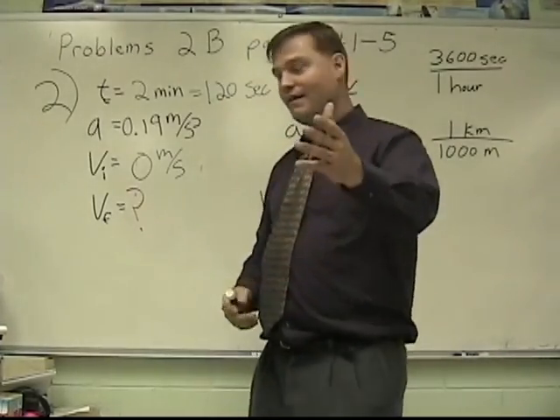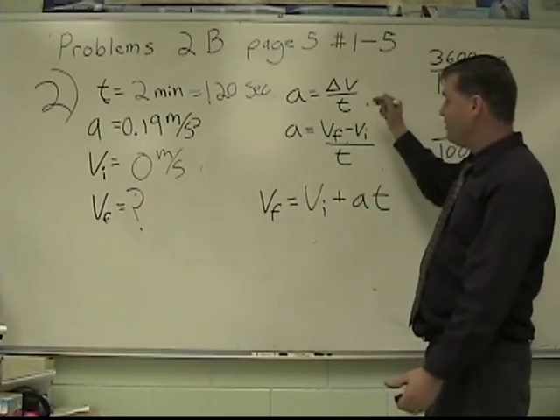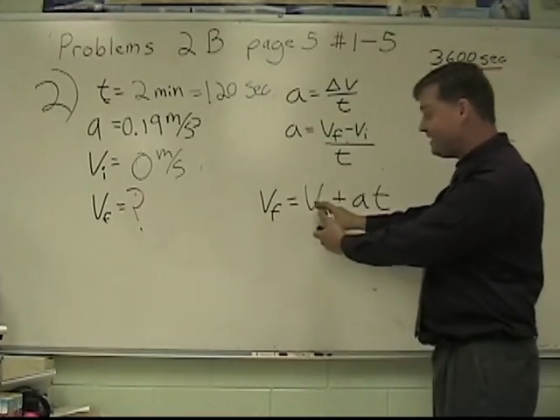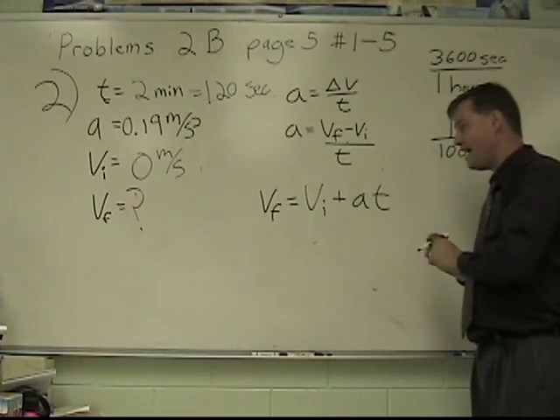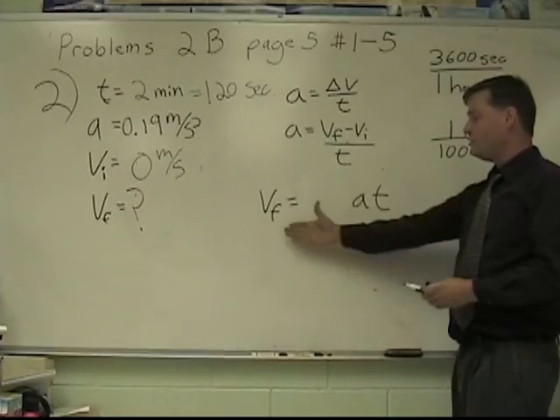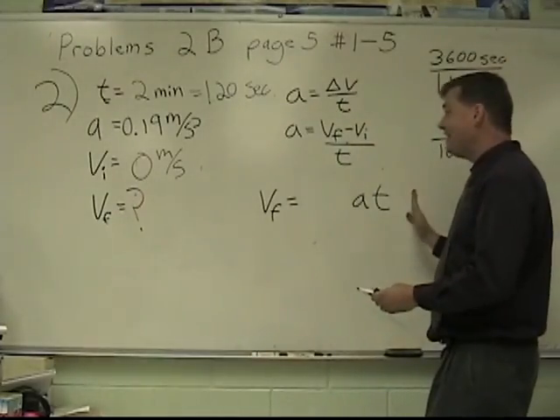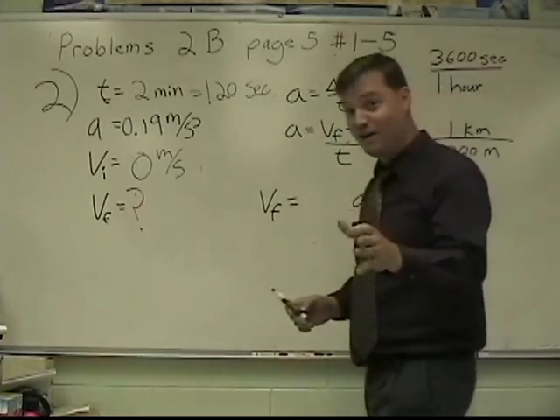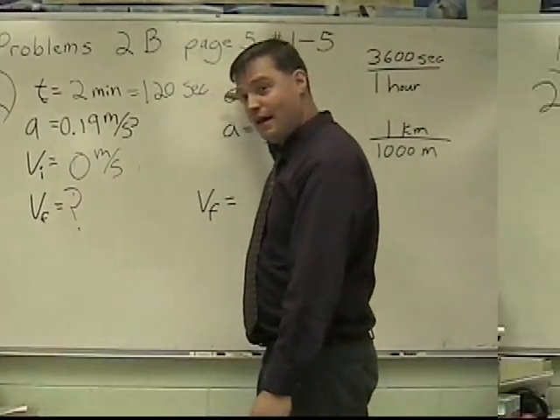So, going through all this, acceleration is delta V over t. Final velocity minus the initial velocity. Final velocity is equal to initial velocity plus our acceleration times our time. Once again, the initial velocity is 0. So our final velocity is simply our acceleration, 0.19 meters per second squared, times our time, 120 seconds. Anyone? Oh, keep it to yourself. Write it down. Make sure you have all of this written down. All these steps are important.